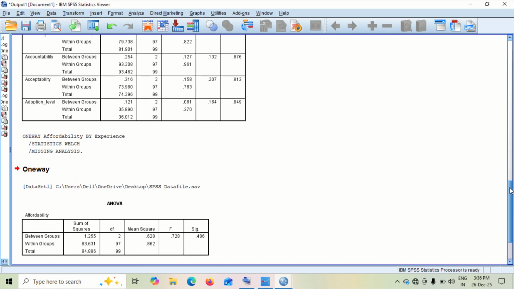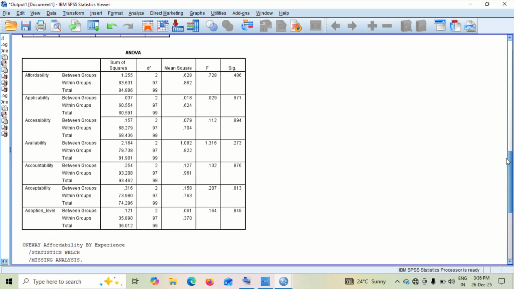Yes. Then from the previous result, we have to know that ANOVA is used for applicability to the adoption level. For affordability, we can use the Welch test. And in the ANOVA test result, the F value and significance value are taken for the result interpretation. From the significance values, it can be seen that all the values are greater than 0.05. Hence, the null hypothesis fails to be rejected, or it is accepted.